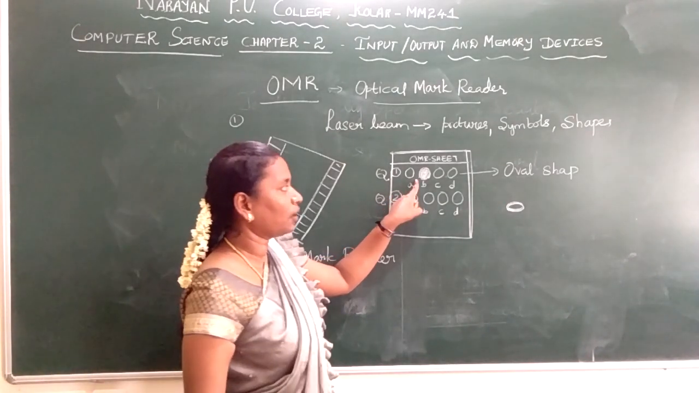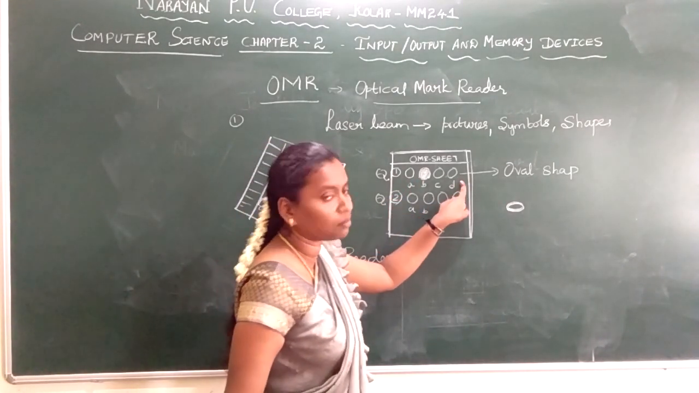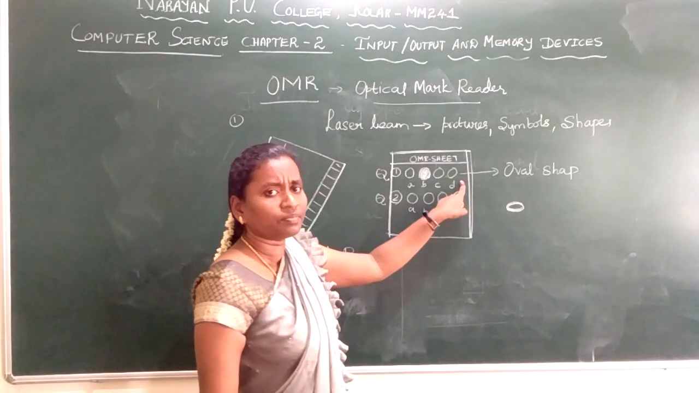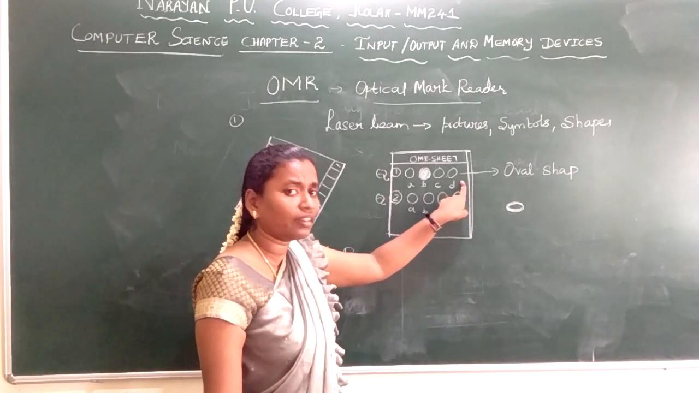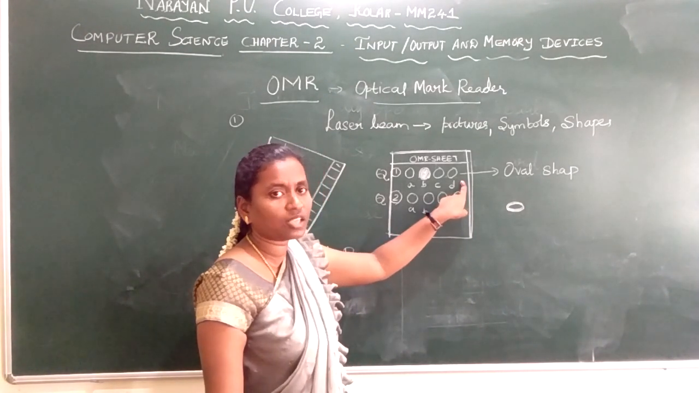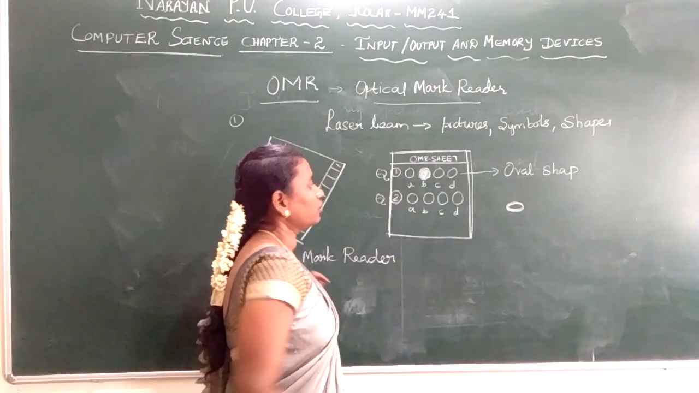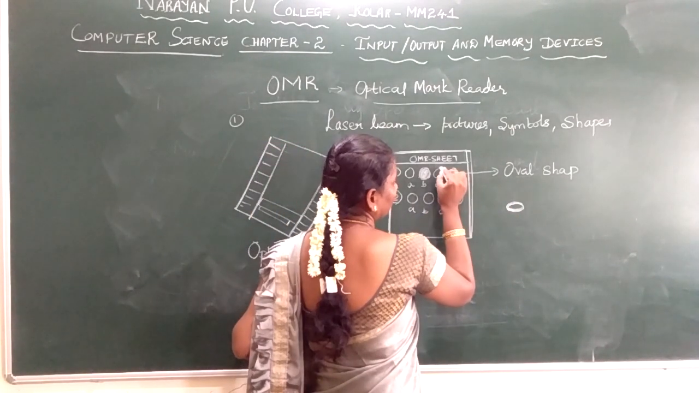This is being read by the computer. So based on this, if it is correct, the marks will be allocated. If it is wrong and there is a negative marking, they will reduce the marks. Otherwise, the marks will not be counted. Okay, so similarly, I told you the circle.